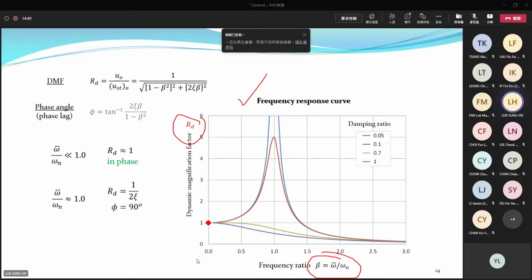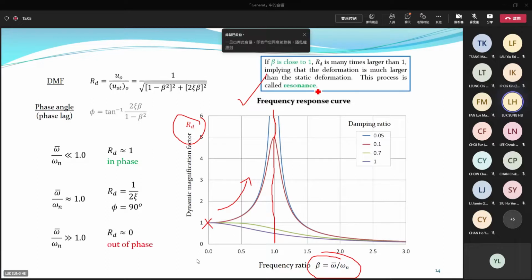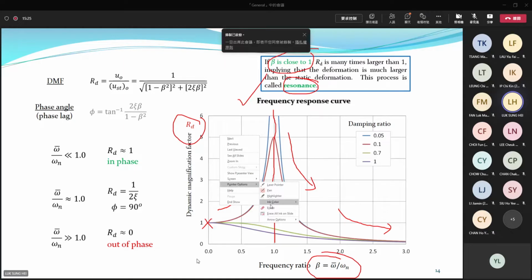At the beginning, the value of RD is 1 when the frequency ratio is 0. Then you can see RD starts to increase as the frequency ratio increases, up to a maximum at approximately beta equal to 1. We call that the resonance response, when beta is approximately equal to 1, not exactly. Then when you go further, the values of RD start to decrease and reach approximately 0 when beta becomes a large number. This graph is important to show you how the response changes with different frequency.